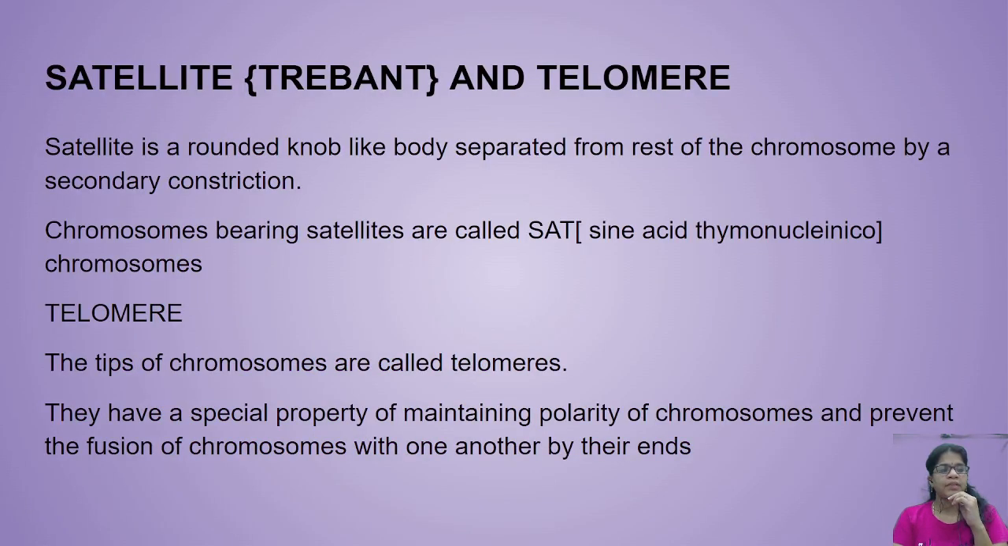Okay, next we go to the satellite part and the telomere part. So the satellite is nothing but a knob-like structure that is separated from the rest of the chromosome. These chromosomes that bear the satellite are called SAT chromosomes, or sine acido thymonucleinico chromosomes. For your information, I'm just telling you. What are telomeres? You know that the end parts of your chromosome are called the telomeres, and these telomeres are important for preventing fusion. They have a special property which prevents the chromosomes from fusing with other chromosomes. They also have a special property of maintaining polarity. Okay, so these are all the basic parts of your chromosome.